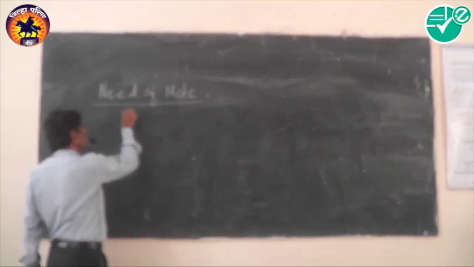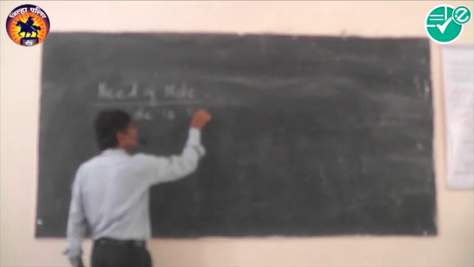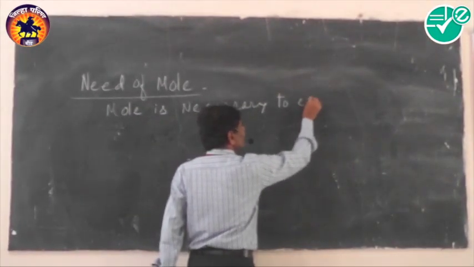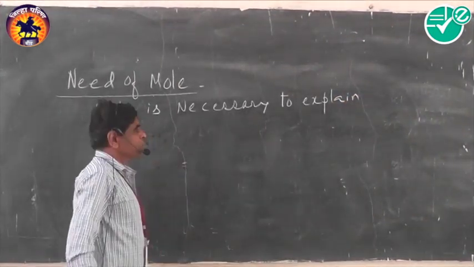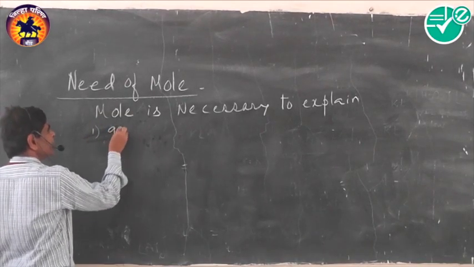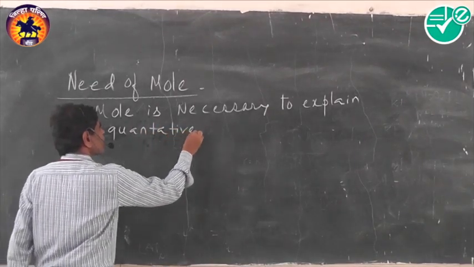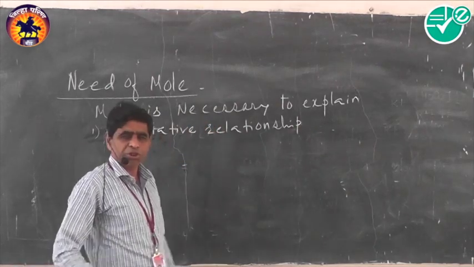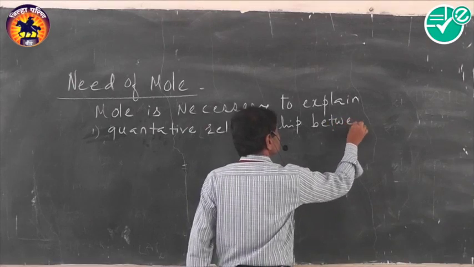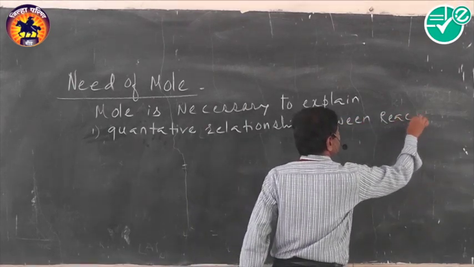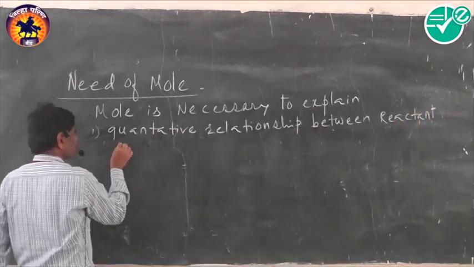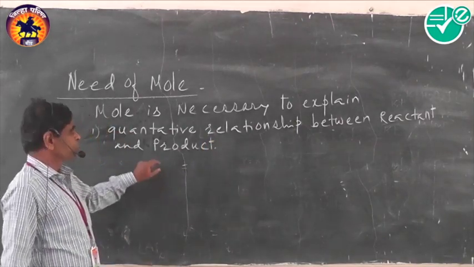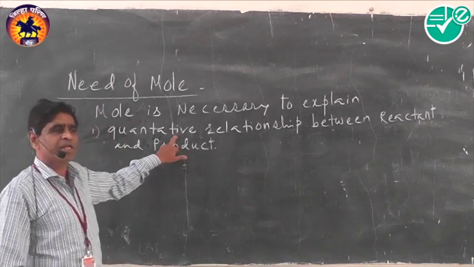Now, mole is necessary to explain, number one, quantitative relationship between reactant and product. So the first need of mole is to explain the quantitative relationship between reactant and product.